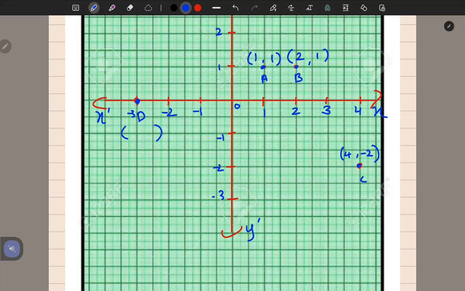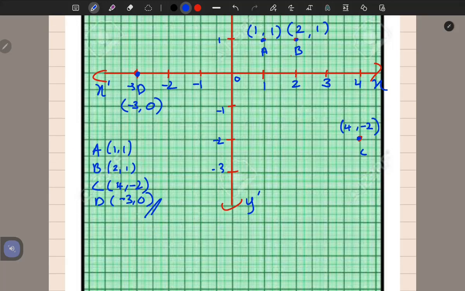And fourth coordinate x is minus 3, and y is 0. Y-axis is not at all raised, so it is 0. So simply we want to write A, B, C, D. A is 1 comma 1, B is 2 comma 1, C is 4 comma minus 2, and D is minus 3 comma 0. So these are the coordinates. For this, you will get 3 marks. This much only. Very simple, no? You want to write coordinates of A, B, C, D like that, this comma this.